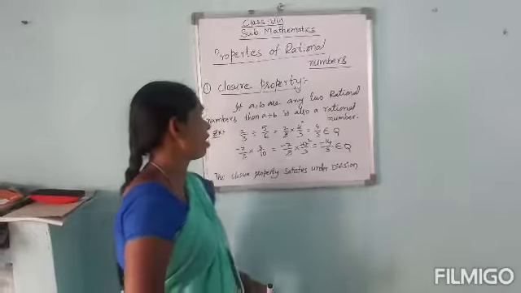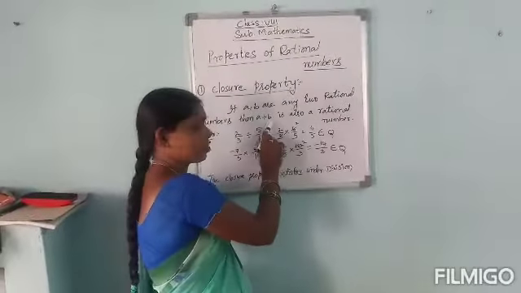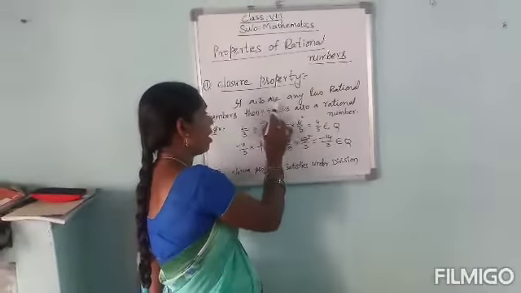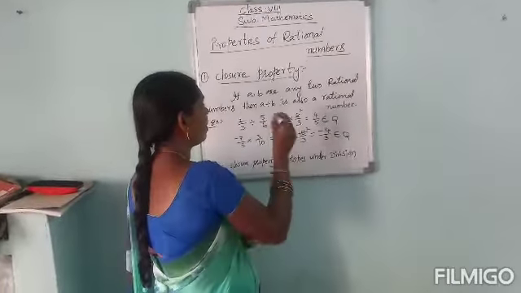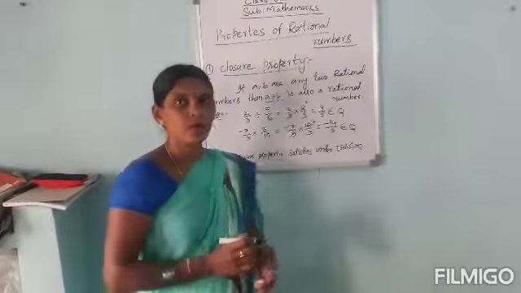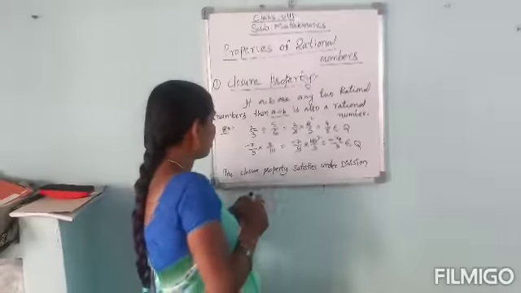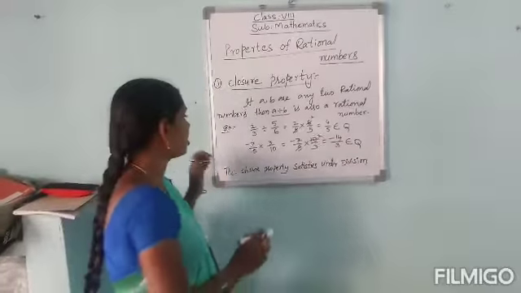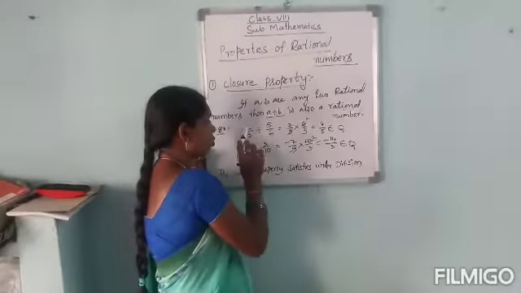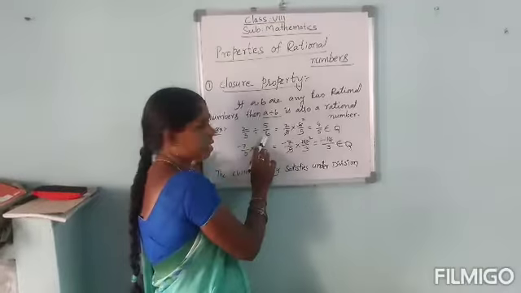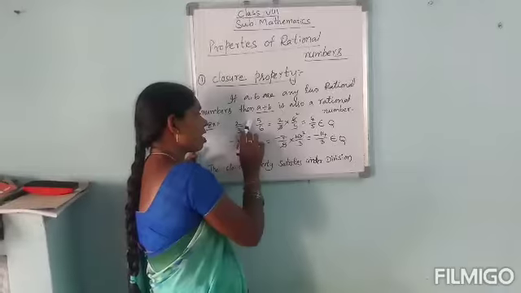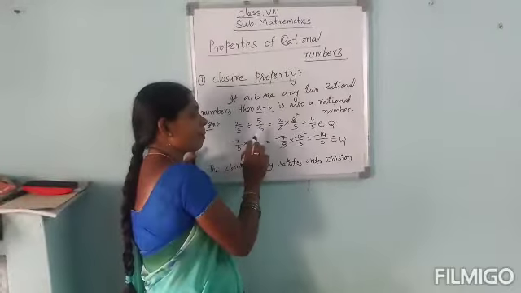We have to check the closure property under division. If a and b are any two rational numbers, then a divided by b is also a rational number. Take one example here, 2 by 3 and 5 by 6. Both are rational numbers. Then the division of these two: 2 by 3 divided by 5 by 6 equals 2 by 3. Here division is there, so what do we have to write? The reciprocal of 5 by 6.